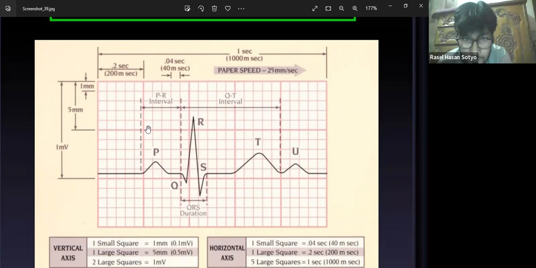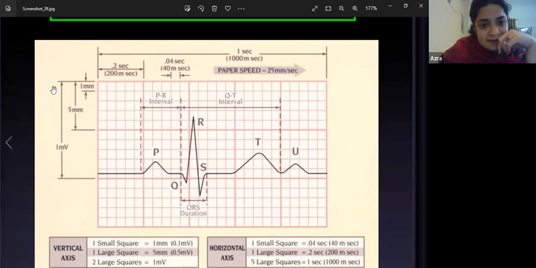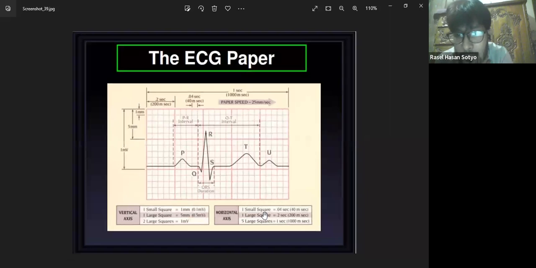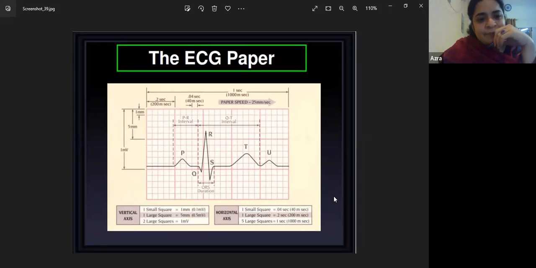But at that time, just remember: in this axis always the volts are mentioned, and in this axis always time is mentioned. Never mix them with each other. Okay, ma'am, thank you, ma'am. No problem, you can ask anytime. Should I continue?